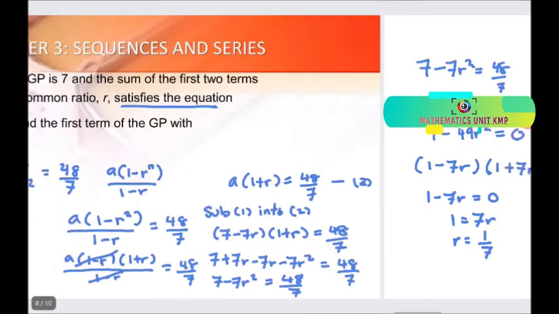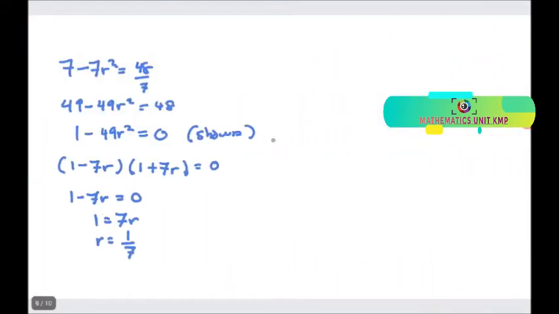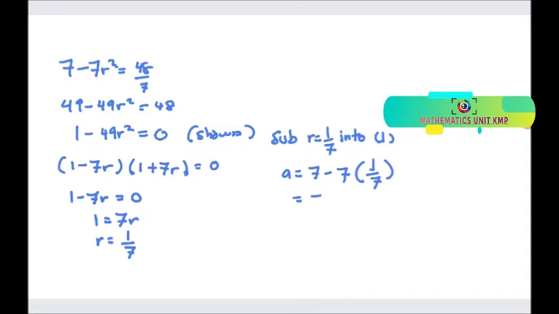So from here we're going to substitute R equal to 1 over 7 into equation 1, A equal to 7 minus 7R, and we will get A equal to 6.